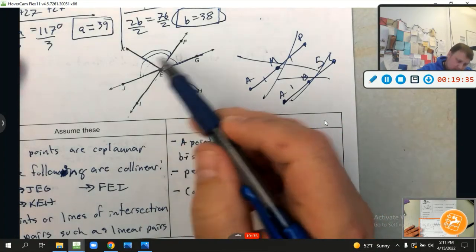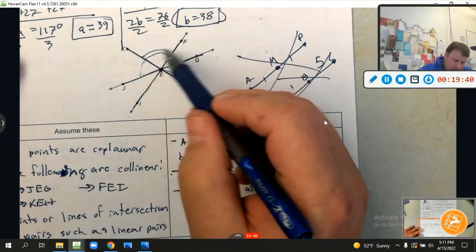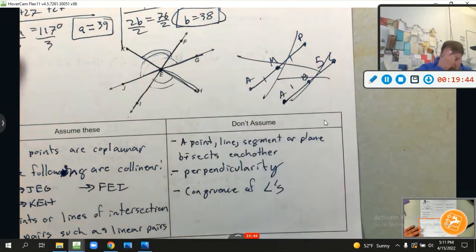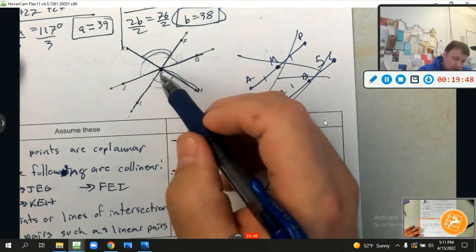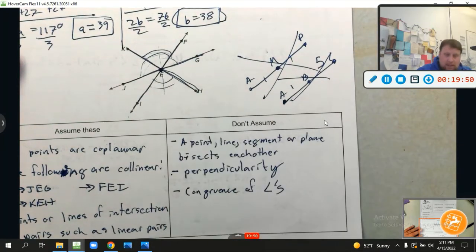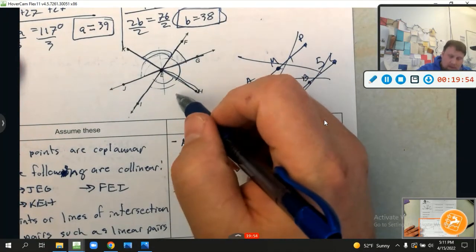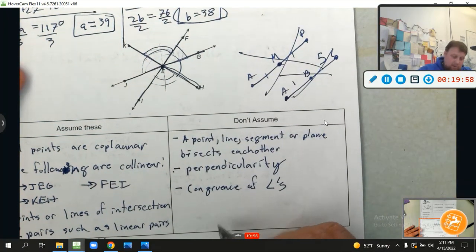Just because this angle right here looks perpendicular, and this angle right here looks perpendicular, I can't assume that they're both 90 degrees. I can't make that assumption. Now I can look at this and say they're vertical angles, and that's fine. But these two angles look similar, but I can't assume they're the same. I just can't. I have to be told or I have to prove it.